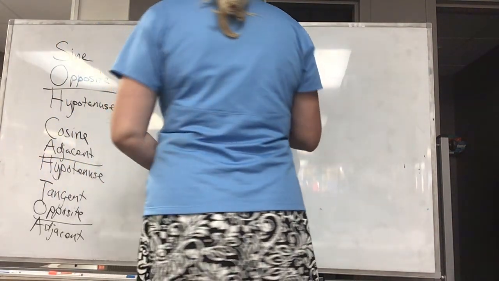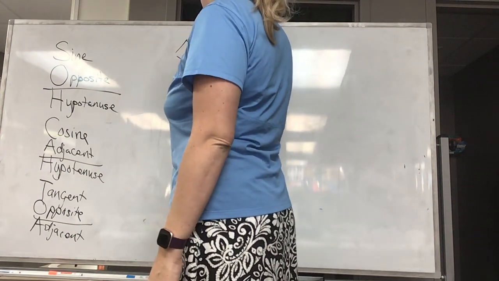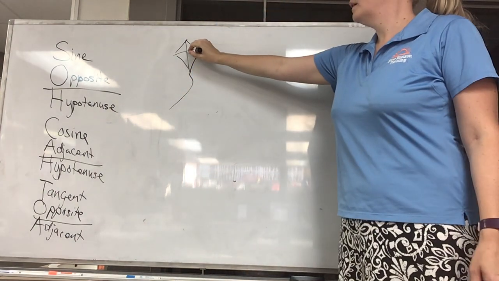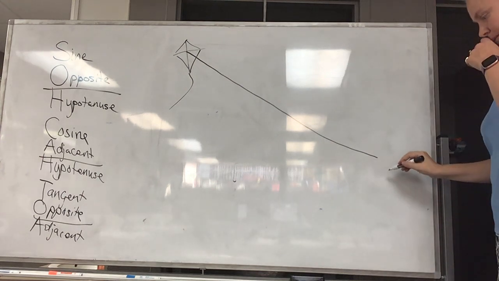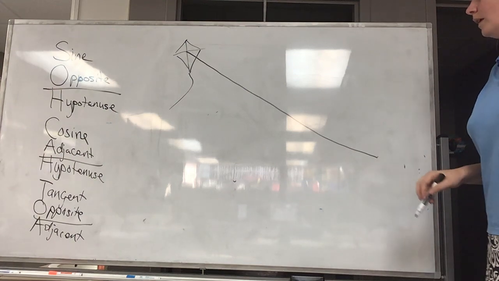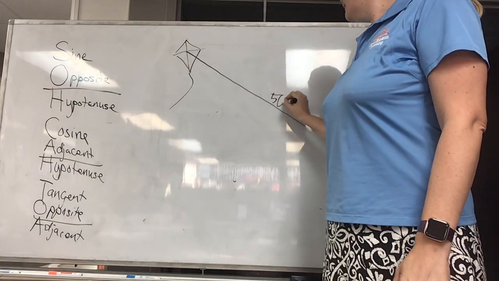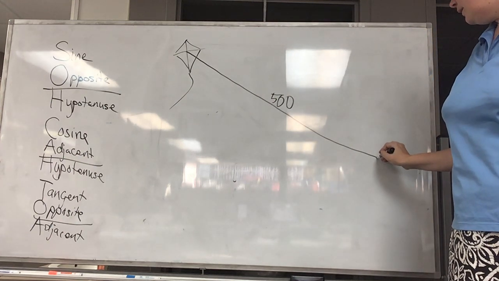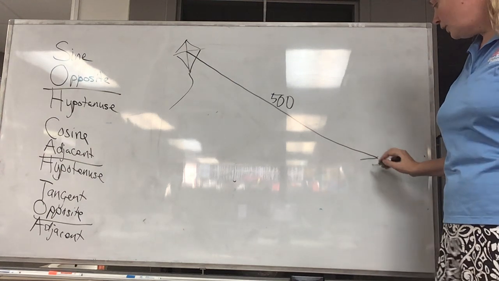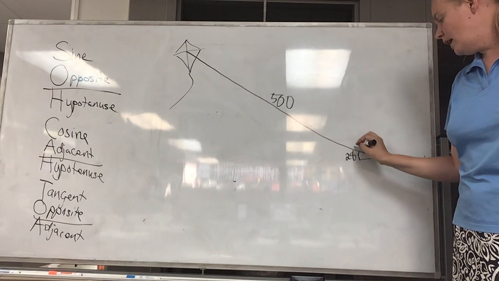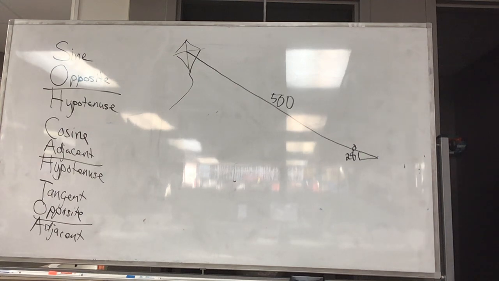Last one. If you have 500 feet of kite string and your kite is flying at a 28-degree angle to the ground, how high above the ground is your kite?